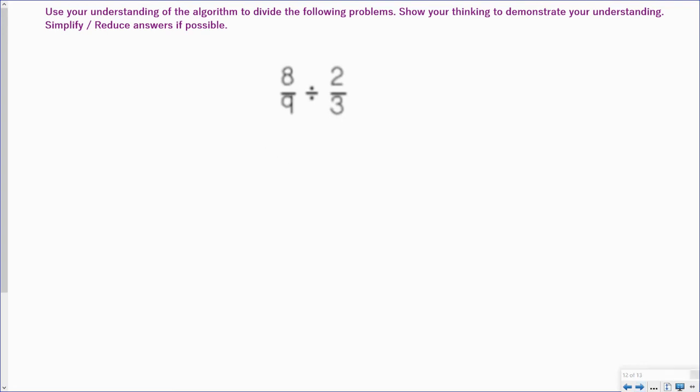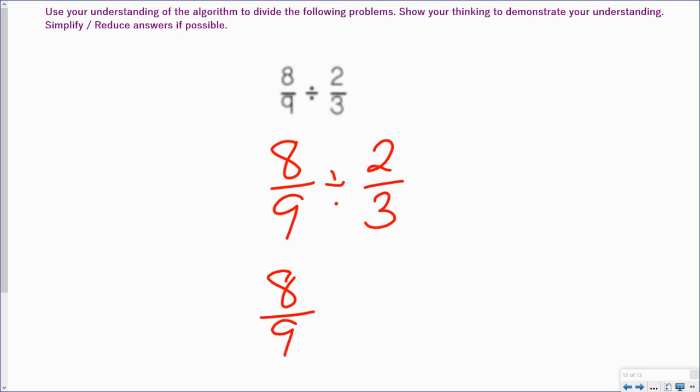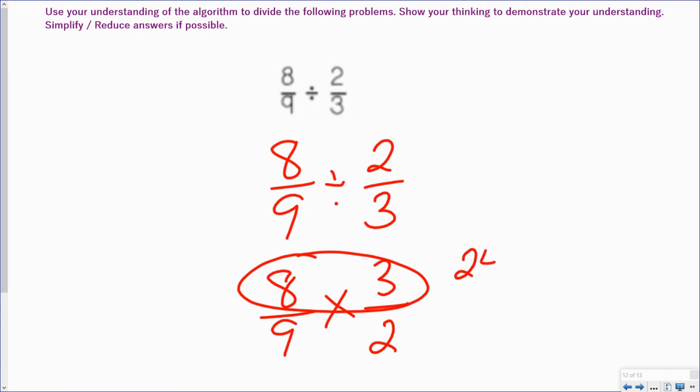Here I have 8/9 divided by 2/3. So again, keep my 8/9 as it is. Change this to multiplication. And then with my reciprocal, I would flip my second fraction to 3/2. And I know that 8 multiplied by 3 is 24. And I know that 9 multiplied by 2 is 18.